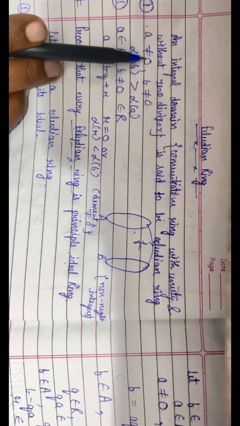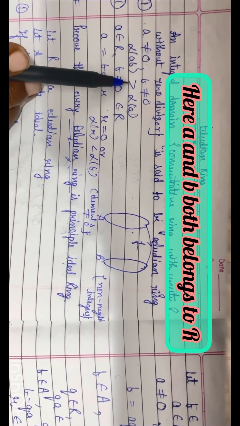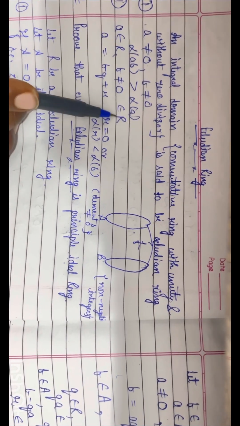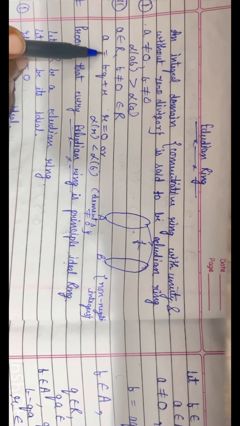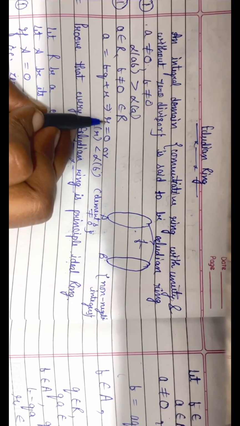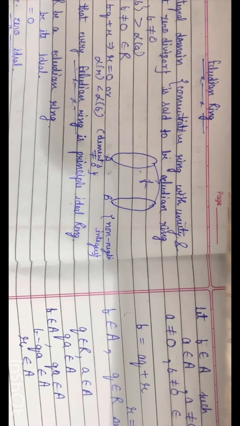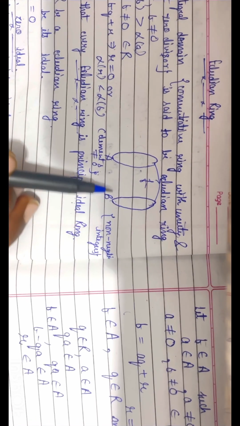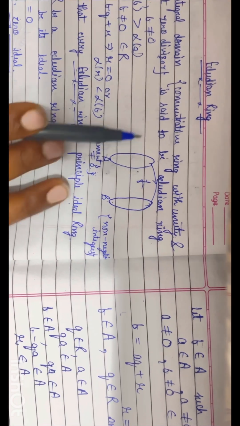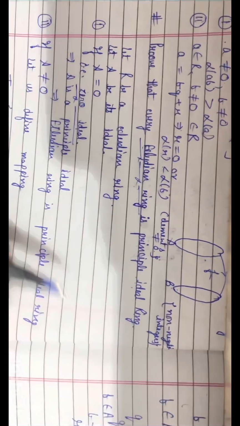First, if a does not equal 0 and b does not equal 0, then alpha of ab is greater than alpha of a. Second condition, a belonging to R, b belonging to R, b does not equal 0, a is equal to bq plus r. Then either r will be 0 or alpha of r is less than alpha of b. Here a mapping is defined from the set of non-zero elements of R to the set of non-negative integers.